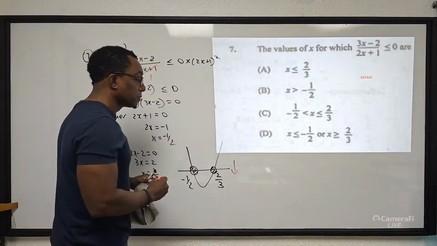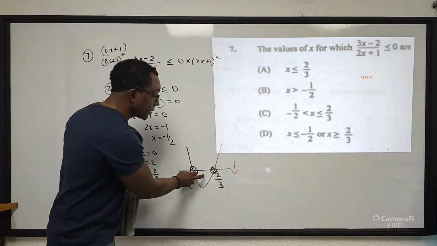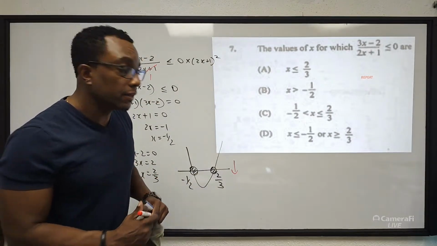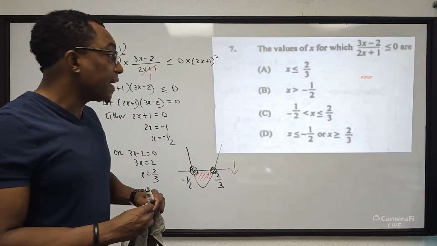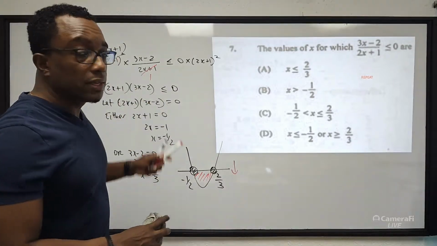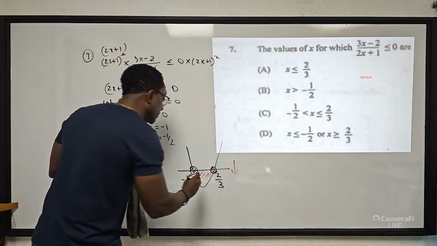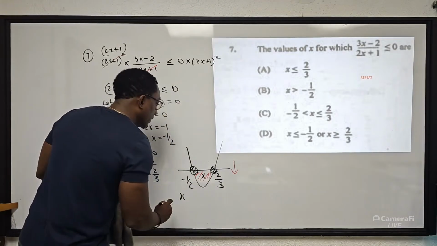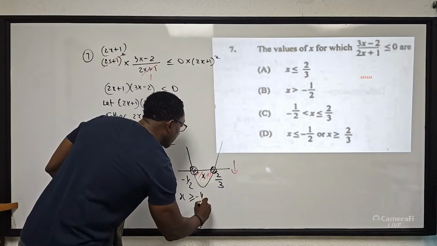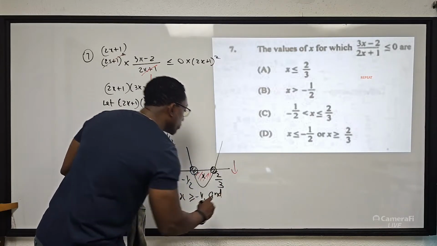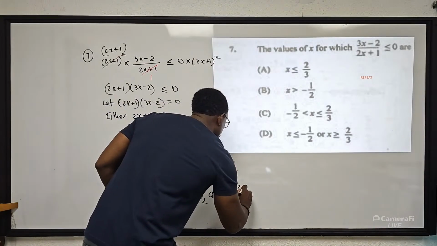Good? So it's below the x-axis. So the region below the x-axis is the belly. I like to call it the belly of the curve. So that's where our range of values that will satisfy the inequality will lie. So how do I state my answer? I'm going to put x is greater than or equal to minus a half, and so when it falls within the belly we use the word and. x is less than or equal to 2/3.